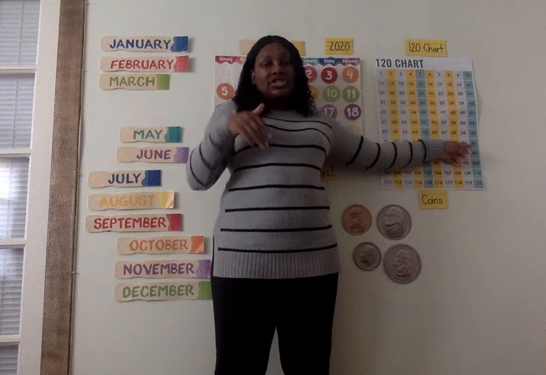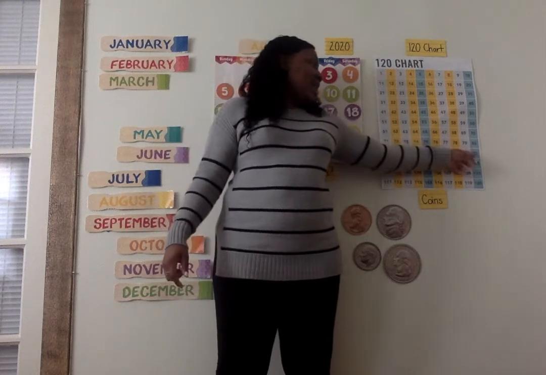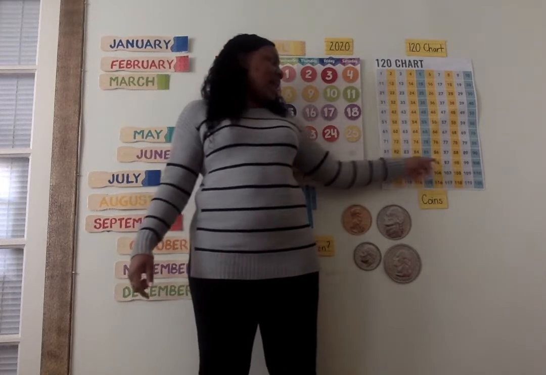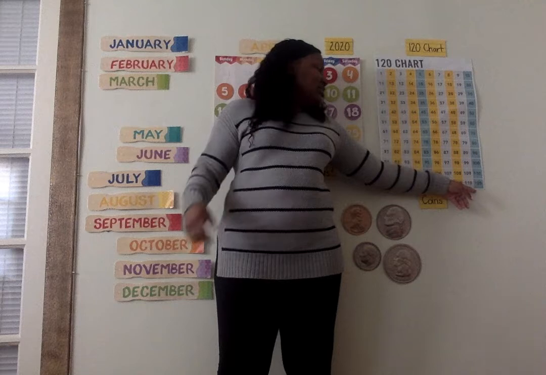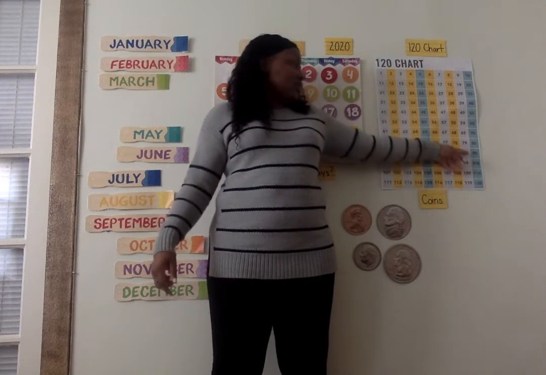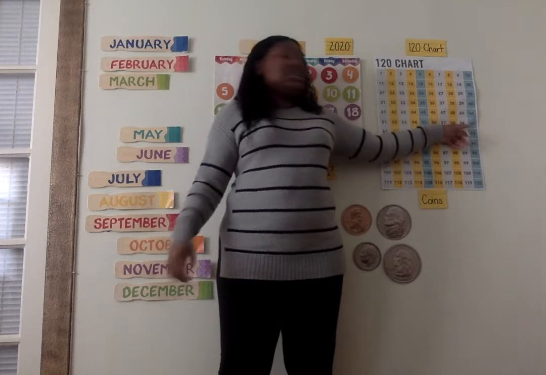Stop. Switch. Count up by fives. 80, 85, 90, 95, 100, 105, 110, 115, 120. Stop. Switch. Count back by tens. 120, 110, 100, 90, 80, 70, 60.